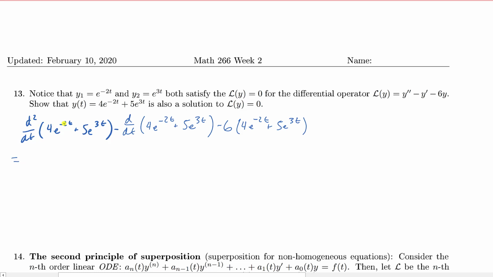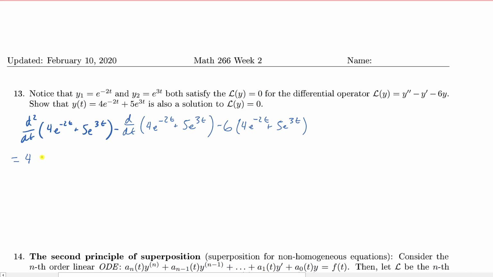So rather than actually computing the derivatives, though, I'm going to use my knowledge that y1 and y2 solve the homogeneous equations in order to arrive there. I'm not actually going to apply the second derivative operator to e to the minus 2t, but I am going to distribute the second derivative operator to both terms in this sum and factor out constants.